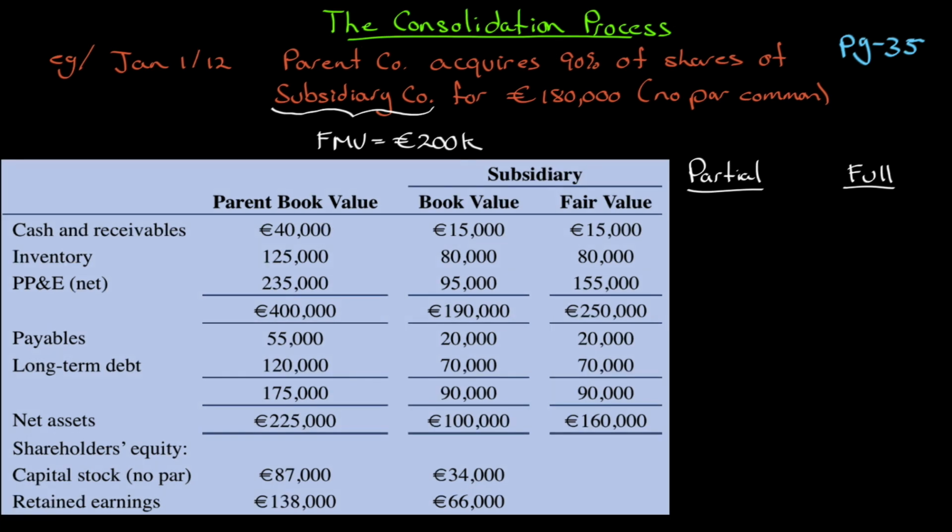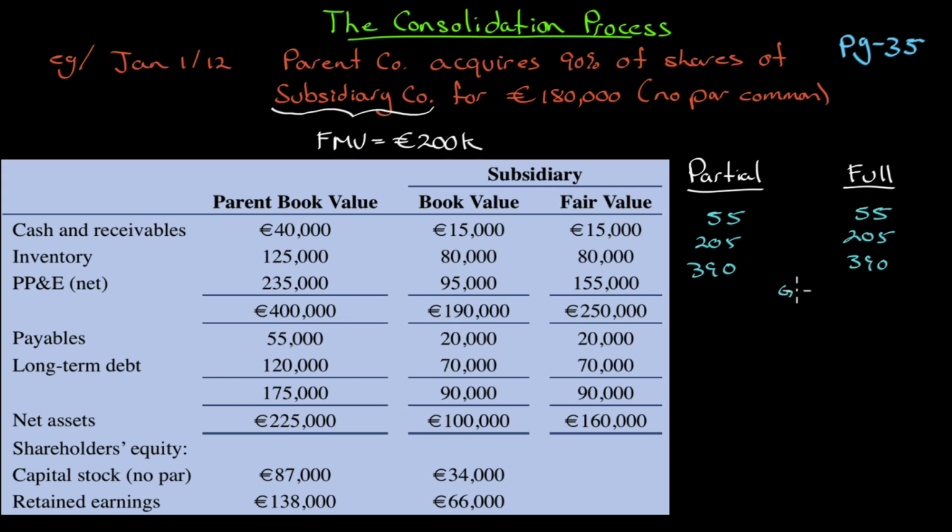Okay, so let's combine them. Let's do the combined statements using the acquisition method. We'll do partial and we'll do full. Remember, partial goodwill was 36,000, full goodwill was 40. So let's go. Cash and receivables, we take the parent book value plus the subsidiary fair value, we get 55. And for full, it's the same thing, 55. For inventory, we have 125 plus the 80, that's 205. And it's the same for both, 205. Property, plant, and equipment, 235 plus the 155 will give us 390. And that is the same on both sides.